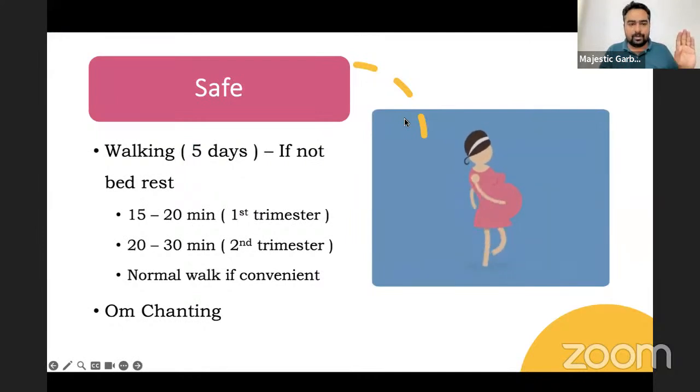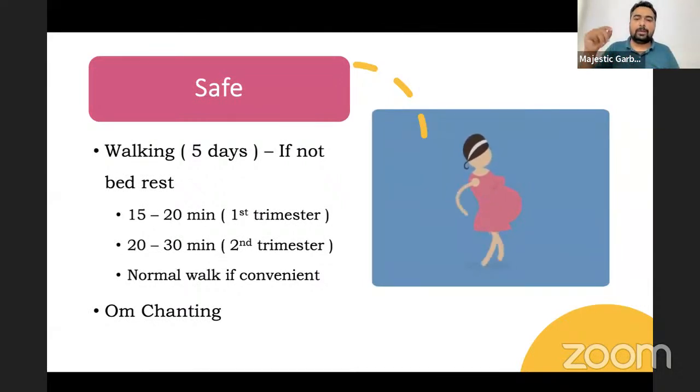Walking is the safest one if you are not on bed rest. If you are in the first trimester, then a 15 to 20 minute walk. Second trimester, a 20 to 30 minute walk. And in the third trimester, a normal walk, whatever is convenient to you. Even meditation is safe. Even though you are on bed rest, you can do meditation. What is meditation? Dhyan, right? Focus. So just try to control the thought, close your eyes, and do Om chanting. As simple as that. That is the safest one. Even though you are on bed rest, you can do that. So these are the main takeaways as far as pregnancy yoga is concerned.